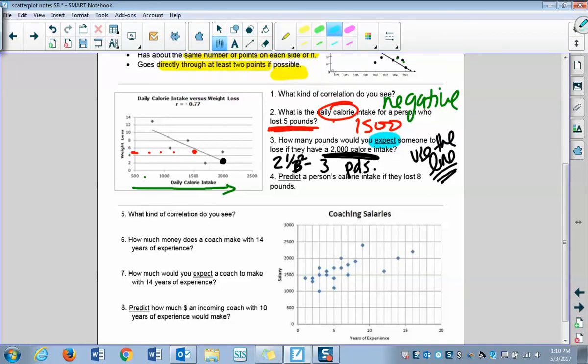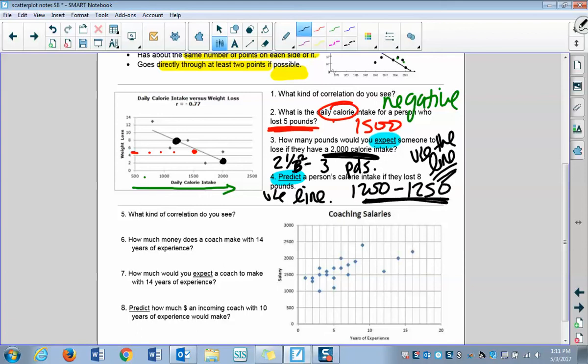Another way that they could ask you to use the line is if they ask you to predict. Your best prediction is using the line of best fit. So use line. So, what's the calorie if they lost 8 pounds? So we go to 8 pounds on the line. The calories would be about, you could say anywhere from 1,200 to 1,250. Okay? So again, if they say expect or predict, use the line. If they're just asking, use one of the points.